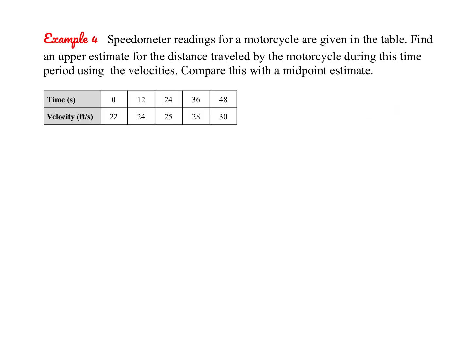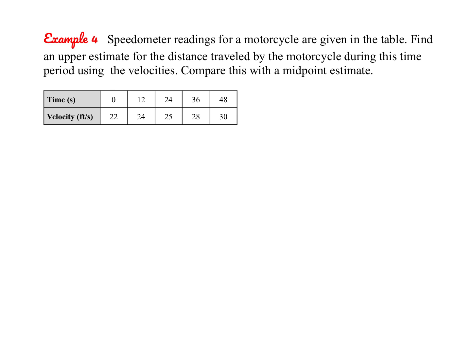All right, so let's look at this next example. This says speedometer readings for a motorcycle are given in the table below. Find an upper estimate for the distance traveled by the motorcycle during this time period using the velocities. And then we're going to compare this with a midpoint estimate. So again, here's our velocity. So we know that the area under the curve, again, is really the total distance traveled.